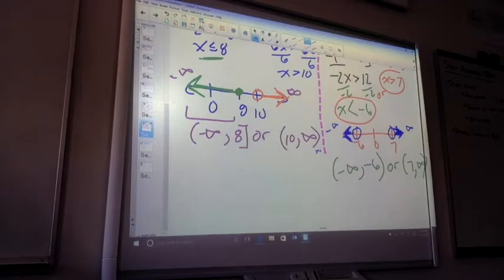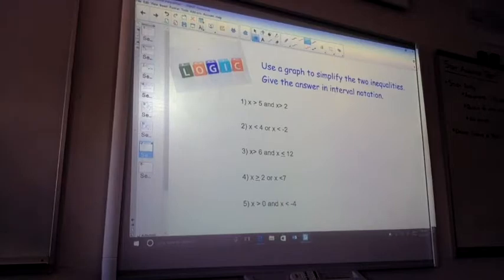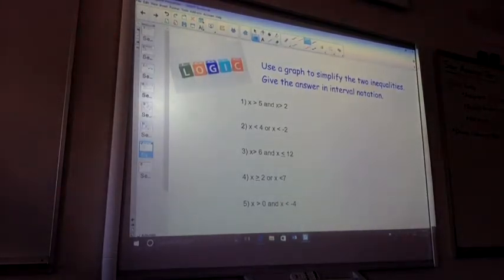May I move on to the last slide? I don't think there's anything on 8. No, that's right. All right. Use a graph to simplify the 2 inequalities. Give the answer in interval notation. Okay. Well, this is kind of weird. So I have 2, there's 0, and 5. I want values that are bigger than 5. I want values that are bigger than 2. Ew. I'm going to put a question mark with that one.